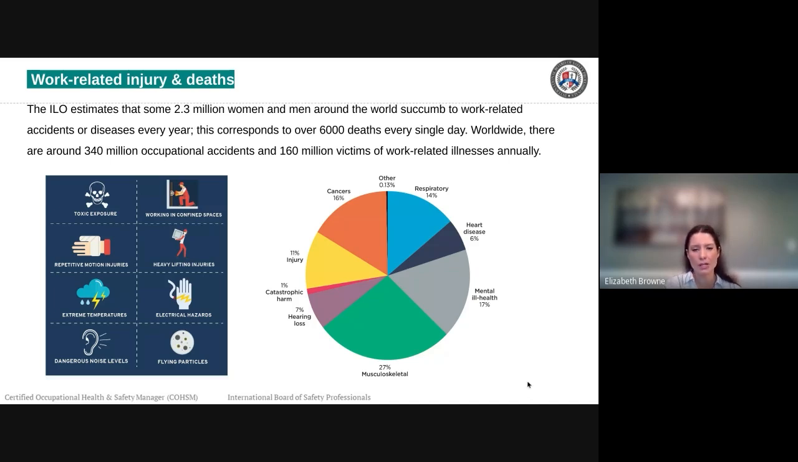Right after hearing loss, we have heart disease that also is affecting employees. And then something like catastrophic harm is 1%.